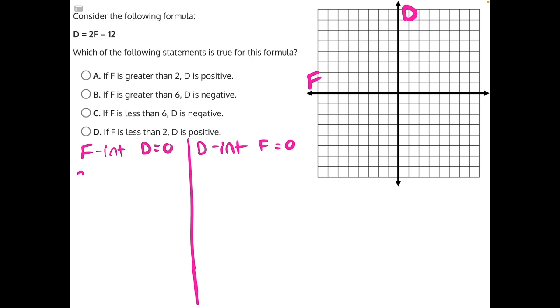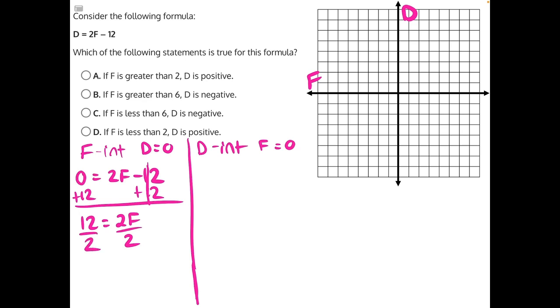We'll plug in 0 for d. 0 equals 2f minus 12. Then we'll add 12 to both sides. Opposite operations. These will cancel, leaving us with 12 is equal to 2f. Then 2 is being multiplied to f, so the opposite is dividing both sides by 2. These will cancel, leaving us with 12 divided by 2 is 6 is equal to f, or the coordinate point (6, 0).